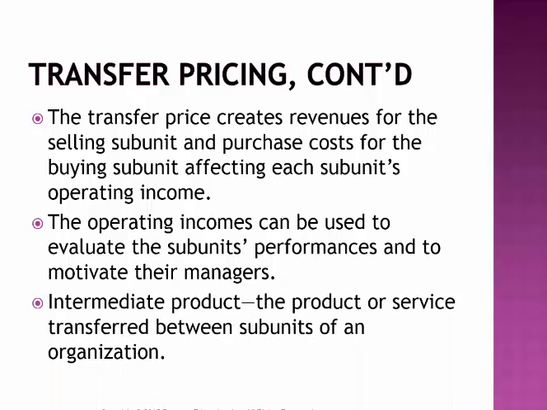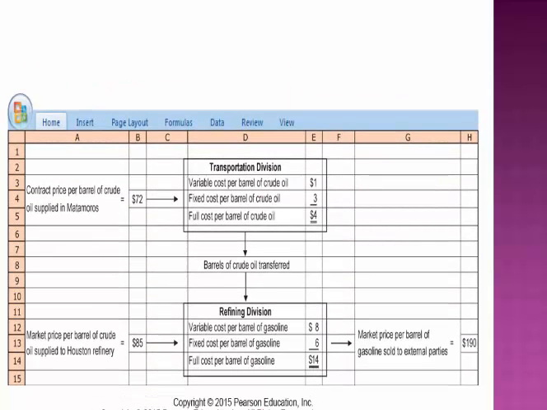The intermediate product is the term that we use when we're talking about the product or service that is being transferred in the transaction between the subunits of the organization. All right, so here is our data. Again, the transportation division is located in Mexico. Our refining division is located in the United States.